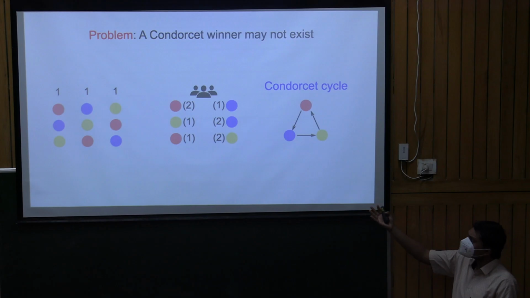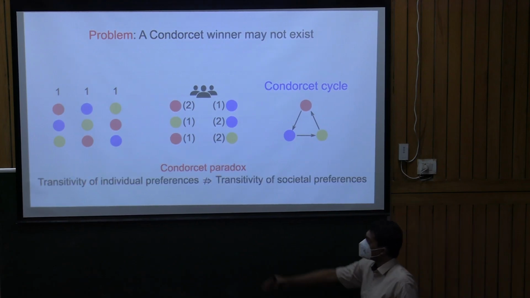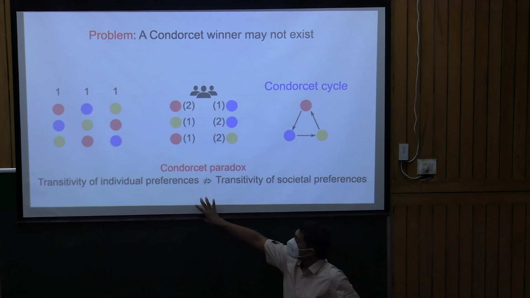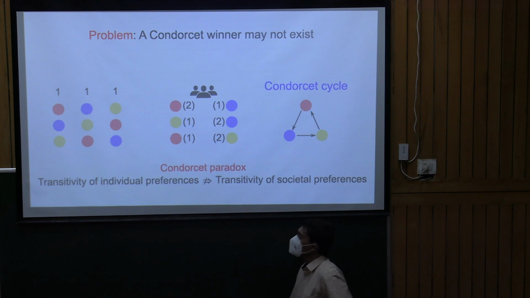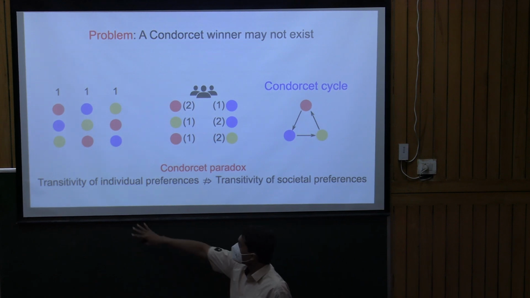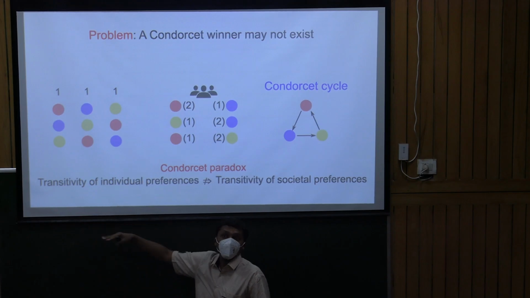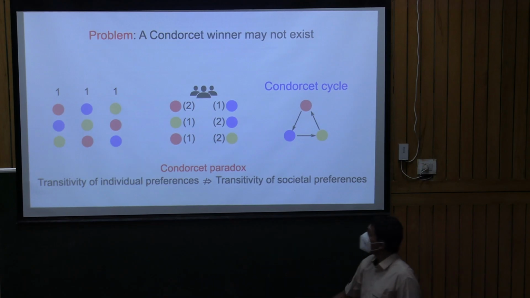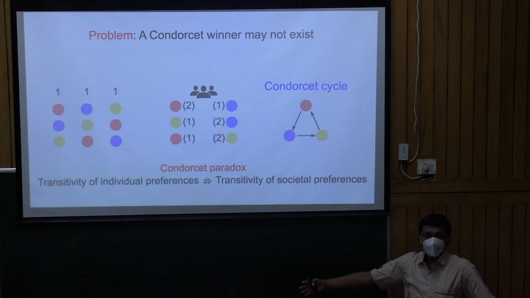But this is still somewhat of a problem, and it has a very famous name. It's called the Condorcet paradox. Why is it a paradox? It's a paradox because it demonstrates that transitivity or rationality in the preferences of individual voters may not translate to transitivity or rationality at the level of the society.